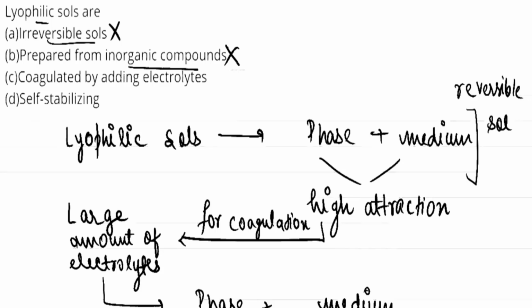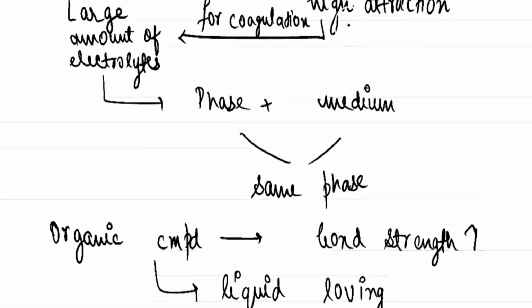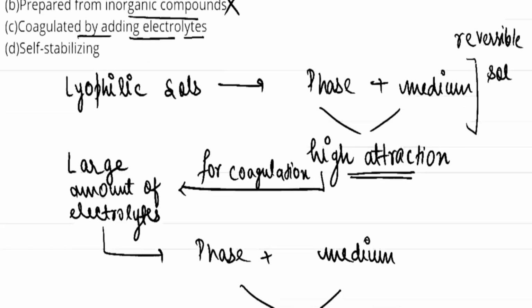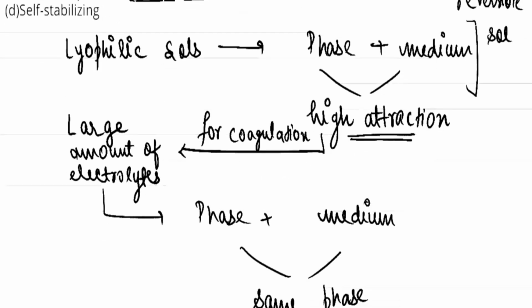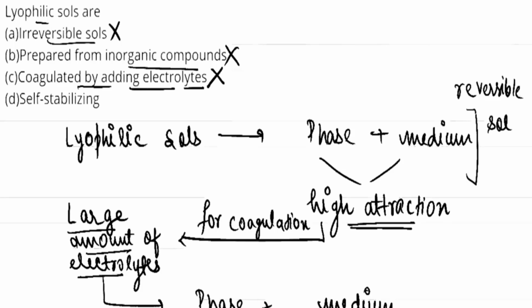The third says they are coagulated by adding electrolytes. Because there is a very strong attraction between the phase and the medium, a small amount or the normal concentration of electrolytes is not enough to coagulate them. We can clearly see it is written that a large amount would be required. So the normal process of coagulation is not possible because of the high attractions. So option C is also wrong.